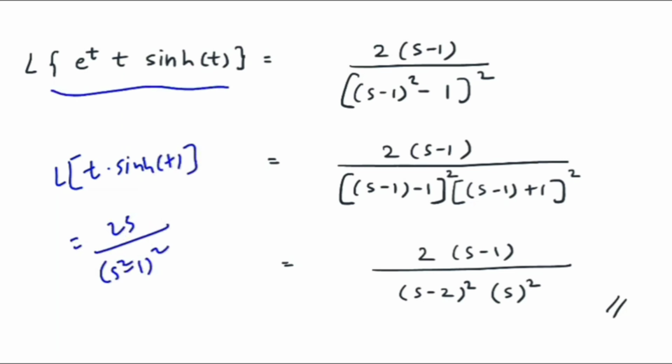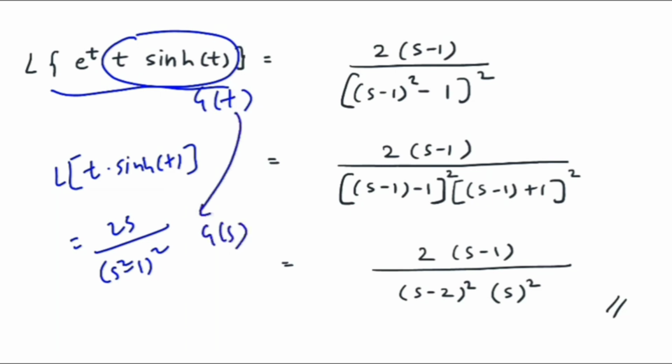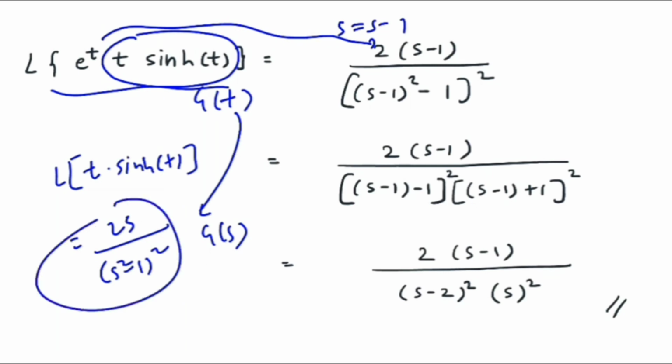But my requirement was I need Laplace of e raised to t into sine hyperbolic of t. So basically whenever e raised to t is multiplied to a function, let's say g of t, right? Whenever e raised to t is multiplied to a function, what you have to do, first find capital G of s and then shift the position of s. So here the position of s will be shifted to s minus 1, right? But the value of G of s was found in the previous step and the answer was 2s upon (s square minus 1) the whole square.